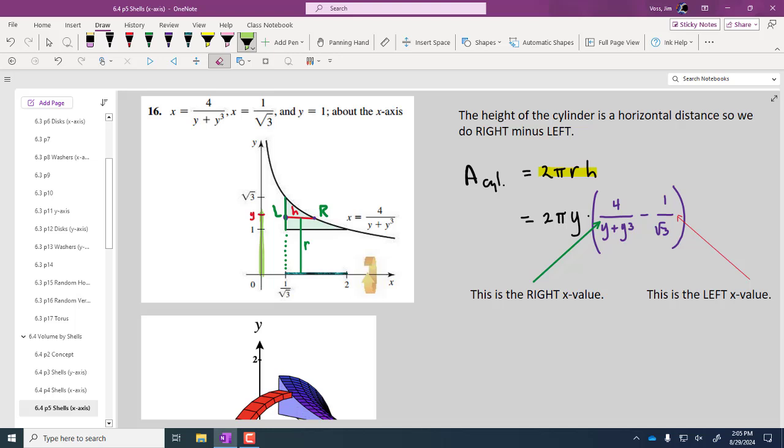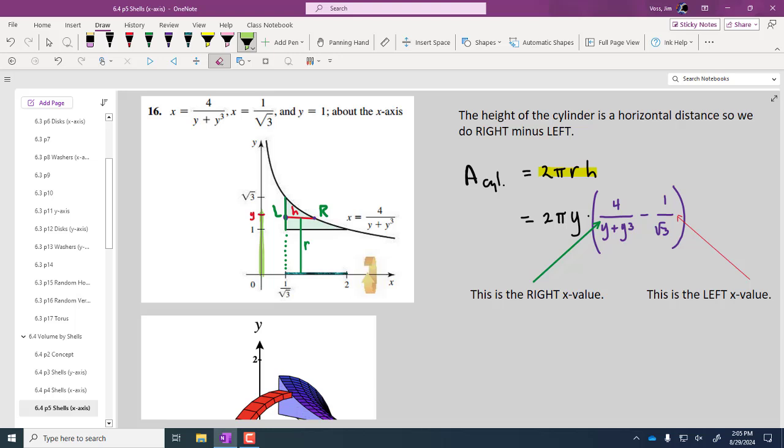Another case that could happen, if your region happened to be below the x-axis, and you were rotating around the x-axis, then your r might not be y, it might be negative y. If your region were down below so that your horizontal element was at a negative y value, then you would say your radius would be negative y.